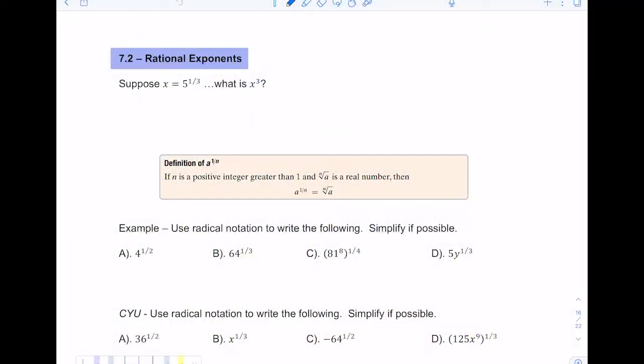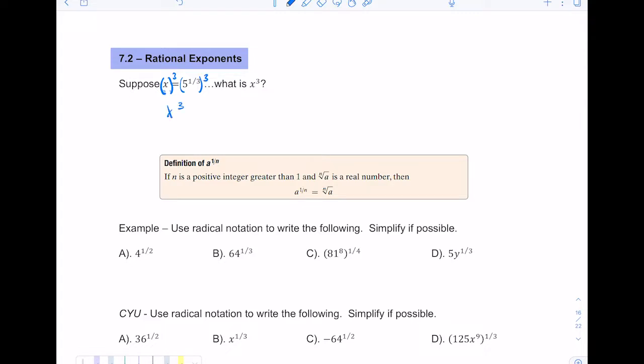Hi everyone, in this video we're going to look at rational exponents. So let's say I had x equals 5 to the 1/3 power. So I have a fraction that is an exponent, which is just known as a rational exponent. I want to know what is x to the third. So all I'm going to do is take each side and raise it to the third power.